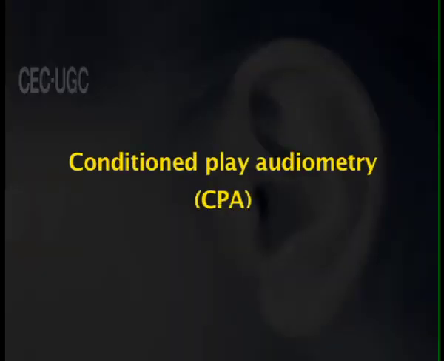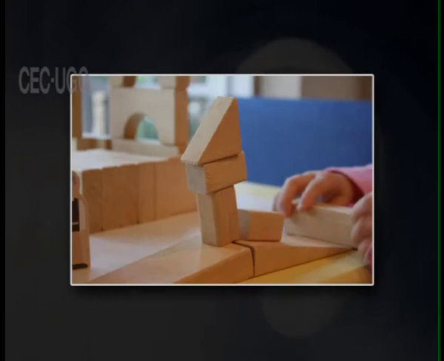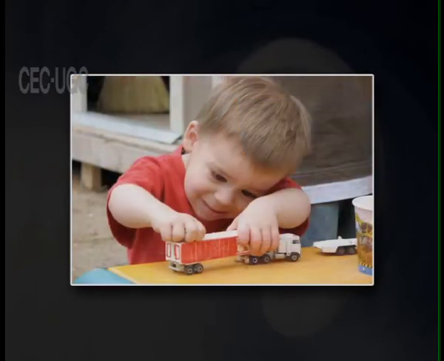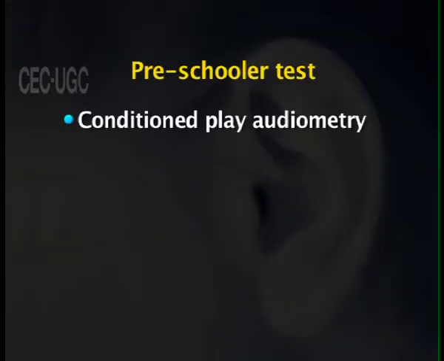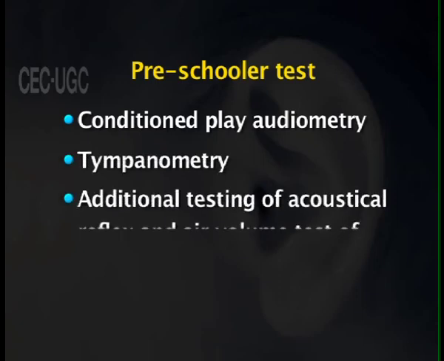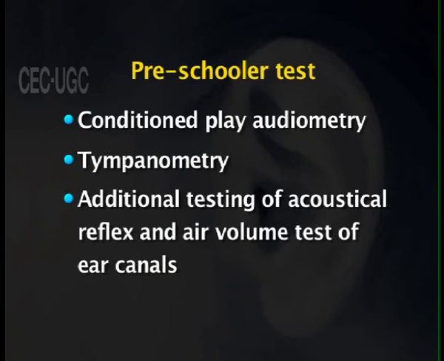Conditioned play audiometry. The child performs a task like putting a block on the table or touching a toy whenever he hears a sound. This is for the age group from 2 to 3 years of age. Now we will see the test for a preschooler. Conditioned play audiometry, tympanometry, additional testing of acoustical reflex and air volume test of ear canals.